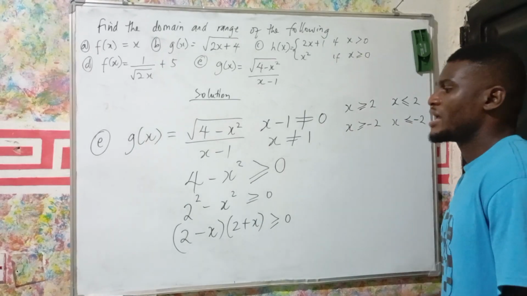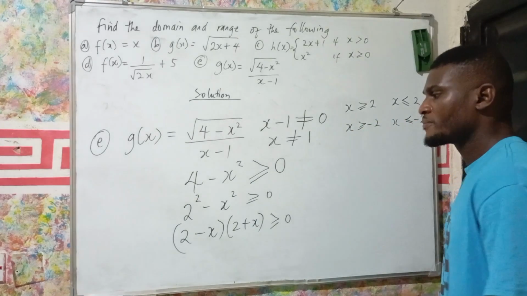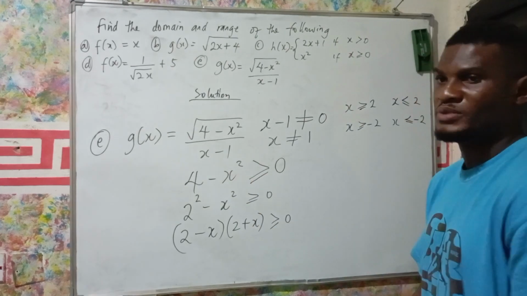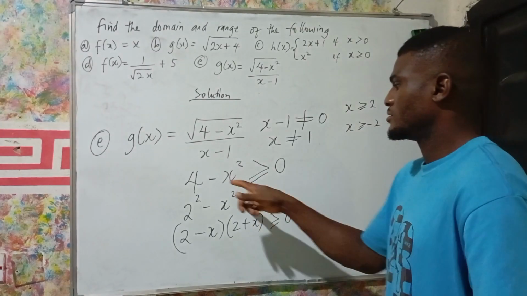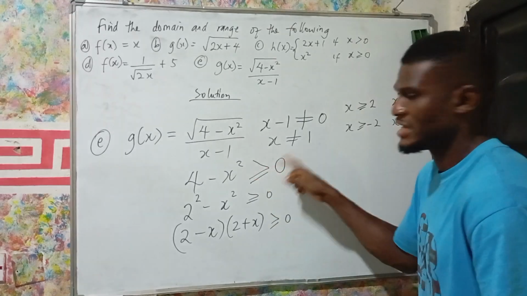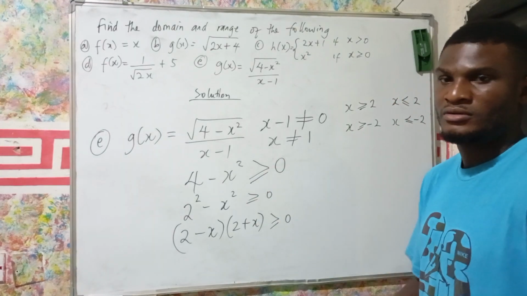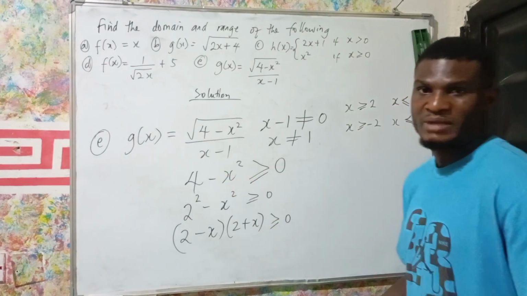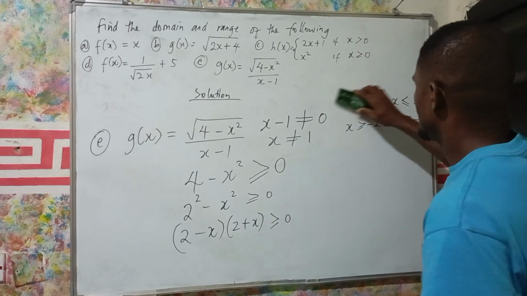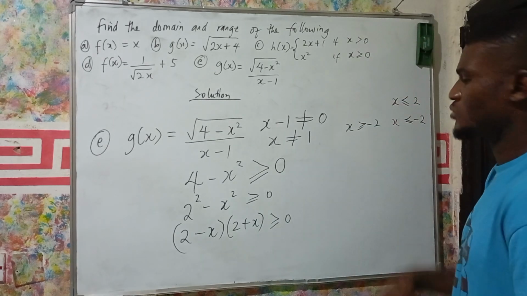If x is 3, let's look at what we have here: 4 minus 3 squared. 3 squared would be 9. So 4 minus 9 is not a value greater than 0. It's a value less than 0. 4 minus 9 is minus 5, so it's a negative value. So this is not the answer.